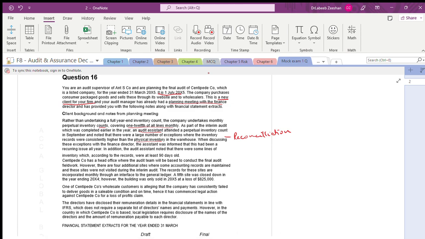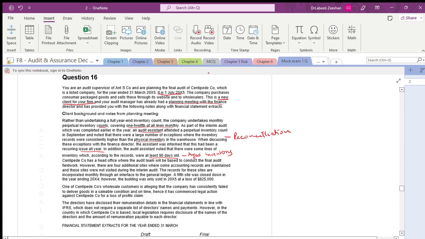When discussing these exceptions with the finance director, the assistant was informed that this has been a recurring issue all the year. In addition, the audit assistant noted that there are some lines of inventory which, according to the records, were at least 90 days old. What are we talking about in terms of this? Aged inventory.